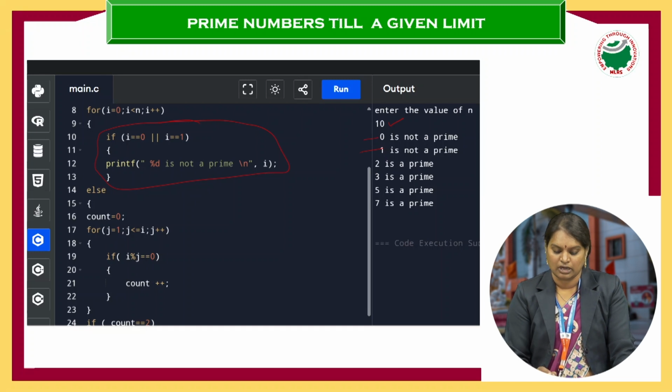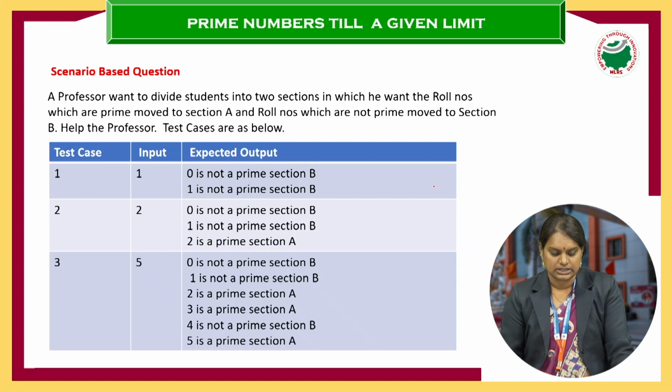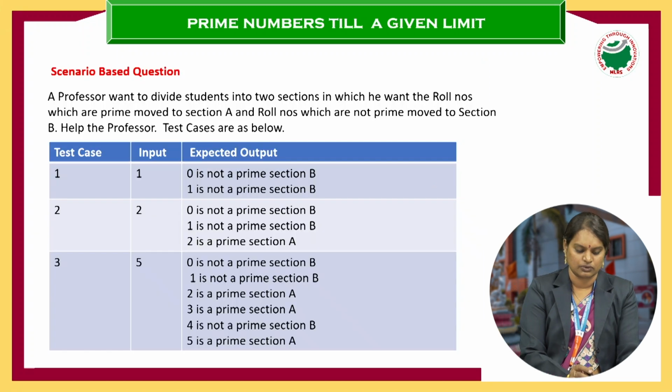But still we have one more doubt, one more thought. In the intermediate here, I don't have a number. Here I have 4. Whether it will tell 4 is not a prime or whether it will tell 6 is not a prime, can I do that? Let's take now the exact scenario based question.